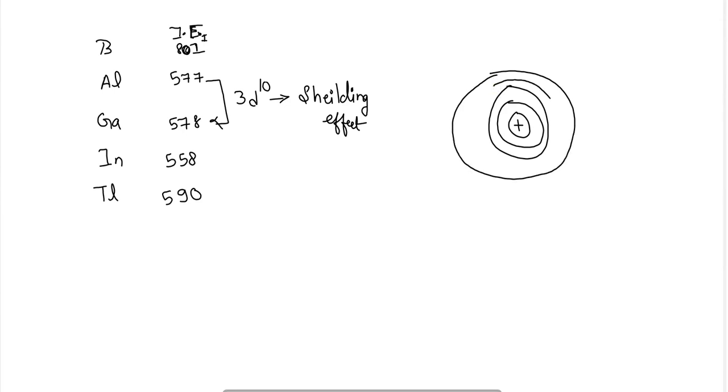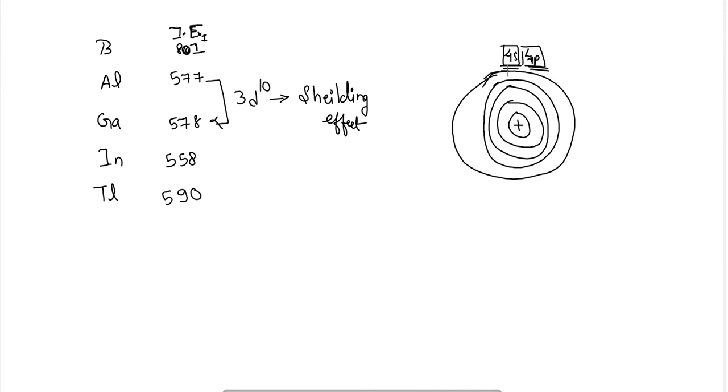Okay, so that d orbital will have more energy in comparison to the 4s or 4p shell here. Due to this reason, what will happen? They will shield the 4s and 4p orbitals also, and they will not allow this particular orbital's electrons to be removed easily.